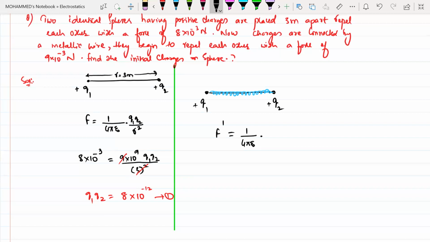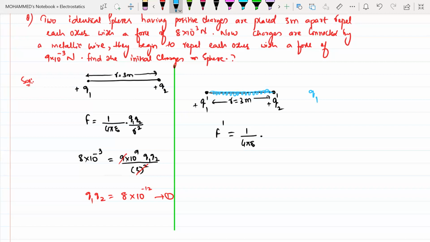The new charges: when q1 and q2 are connected with a metallic wire, they will share the charges till they reach equilibrium. The distance between them is no doubt still 3 meters. Now the charges on this one will be equal to how much after connecting? They will change. That is q1 dash and q2 dash. So what is that q1 dash, beta?